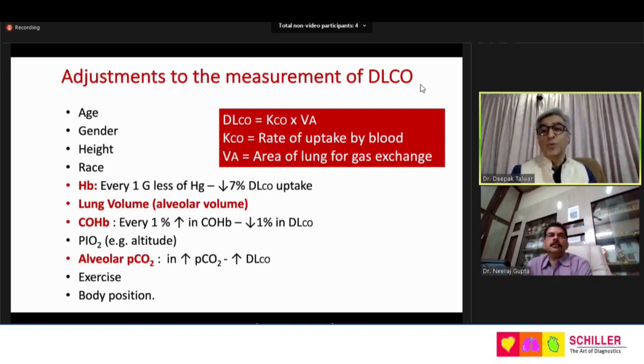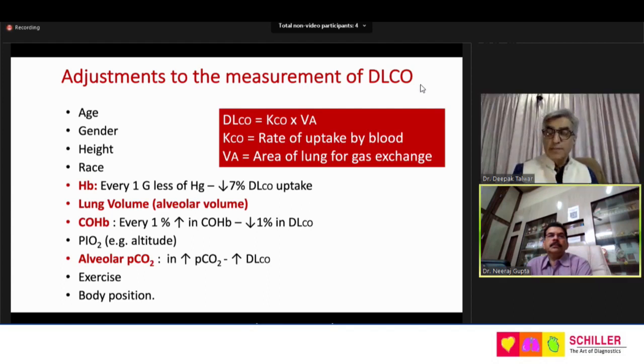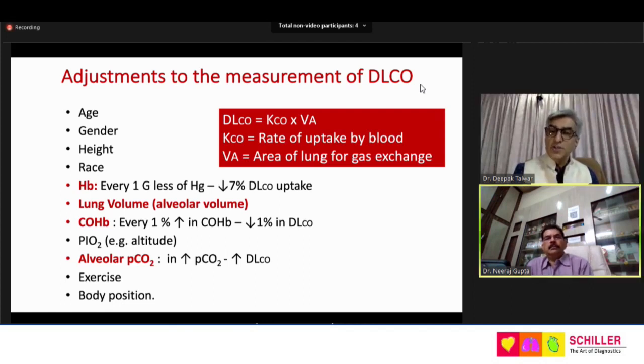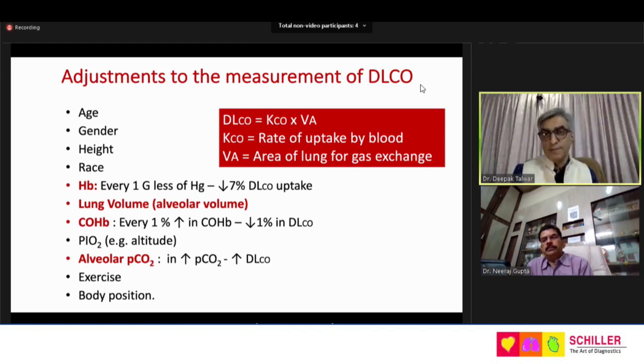Some of the patients of COPD who have already retained carbon dioxide, it increases their diffusion capacity by displacing the oxygen from there. Similarly, if you do it at high altitude where there is less oxygen, again the diffusion capacity will be higher. Exercise also changes the diffusion capacity, so we tell the patients not to exercise prior to coming to us. In case they are going for a cardiopulmonary exercise test, that will be performed after the diffusion study. Similarly, if you are doing a 6-minute walk test for these patients, preferably that is also posted after the diffusion study is done. And of course, the body position in which it is done.